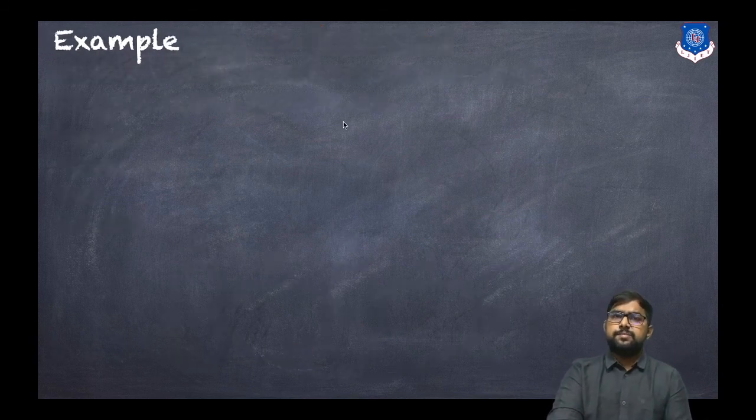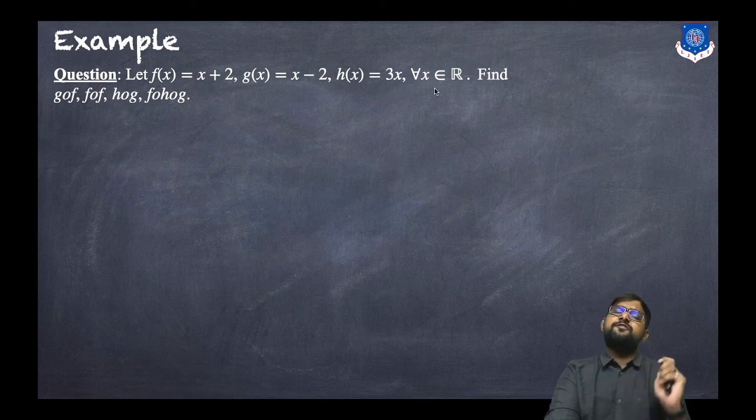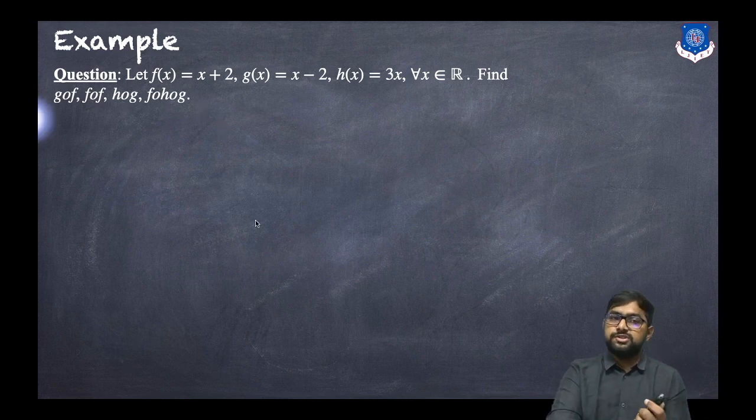Now let us take an example. Let f(x) equals x plus 2, g(x) equals x minus 2, and we have a third function h(x) equals 3x, for every x belongs to R. Find g∘f, f∘f, h∘g, f∘h∘g. So that means we need to find all the compositions.